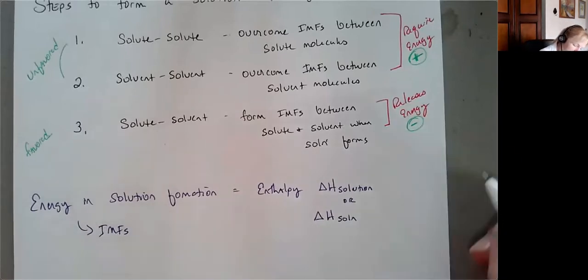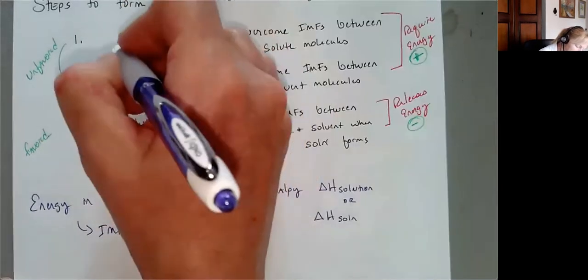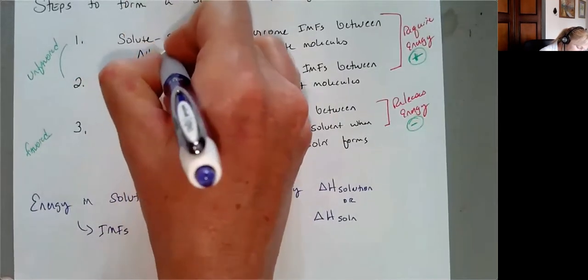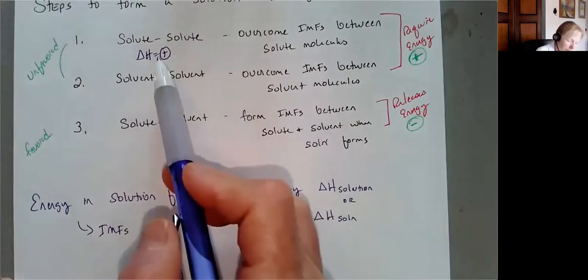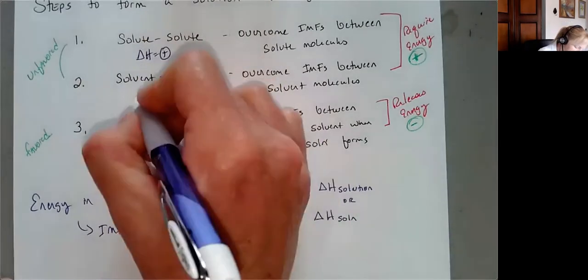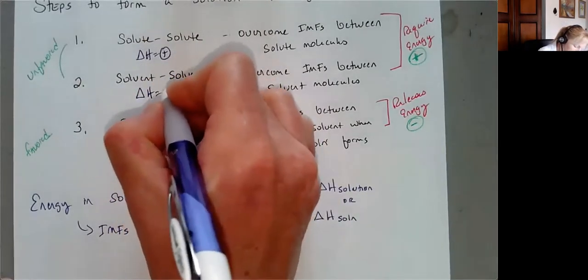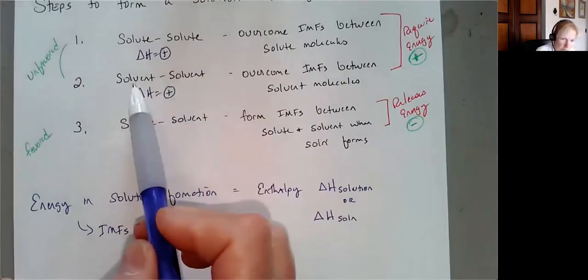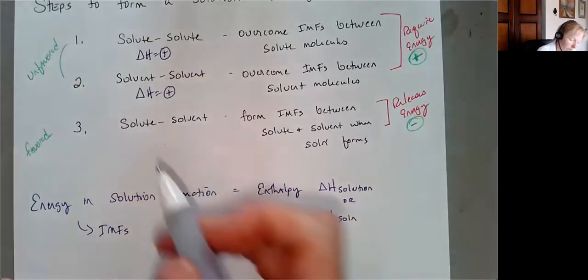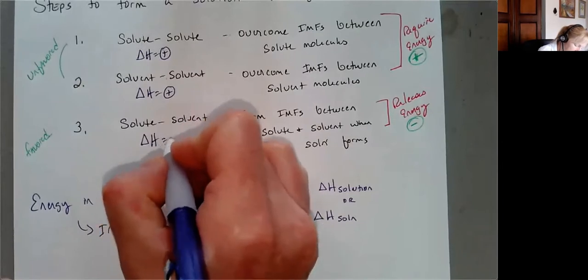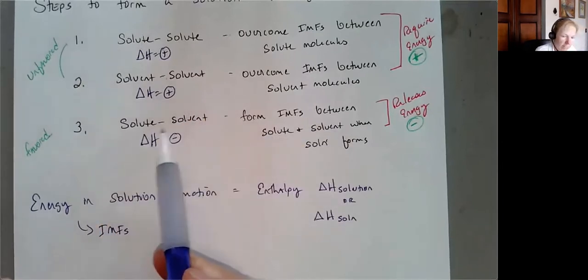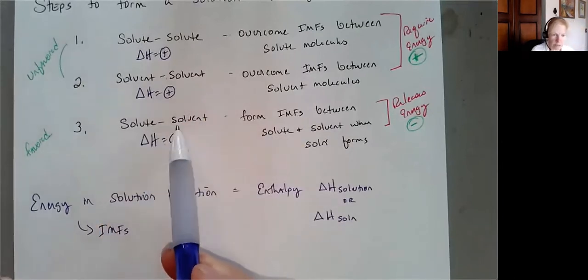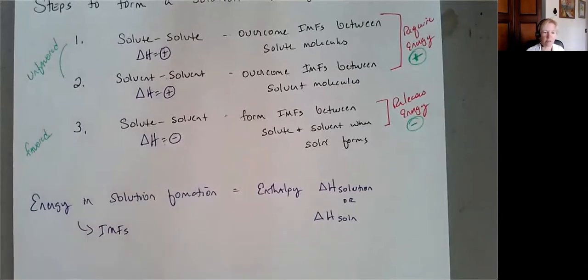So my delta H then here is going to be positive because that's energy I'm putting in to break these guys. This is going to have a delta H of positive because this is energy I'm putting in to break this intermolecular force. And this delta H is going to be negative because this is energy I get out when I form this new intermolecular force between the solute and the solvent.